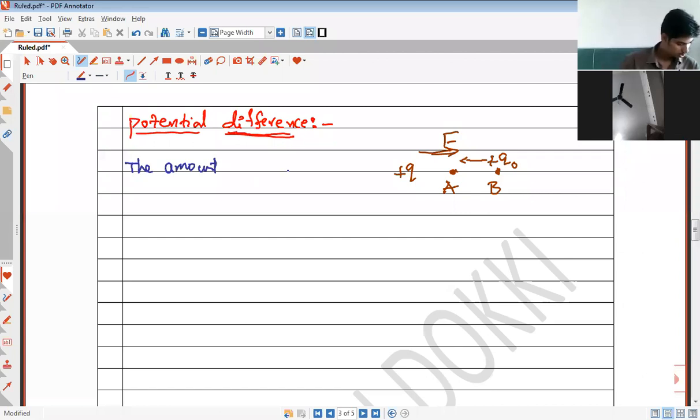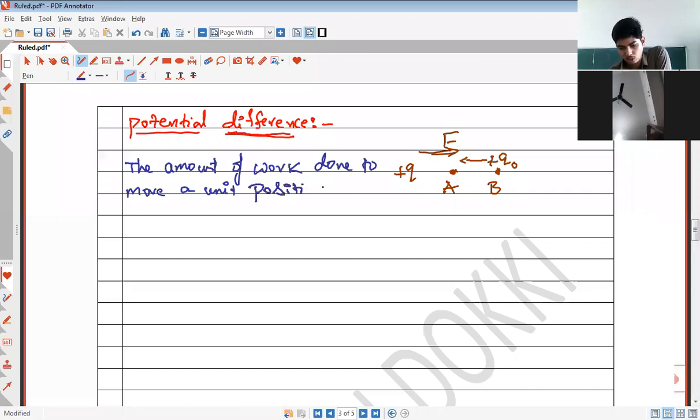work done to move a unit positive test charge from infinity to a given point. Correct?